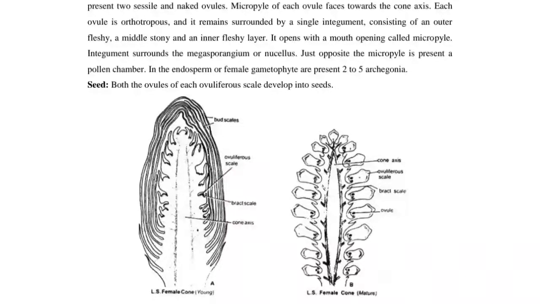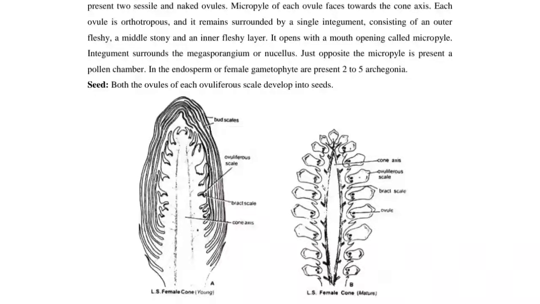At the base of upper surface of each ovuliferous scale are present two sessile and naked ovules. Micropyle of each ovule faces towards the cone axis. Each ovule is orthotropous, and it remains surrounded by a single integument, consisting of an outer fleshy, a middle stony and an inner fleshy layer. It opens with a mouth opening called micropyle.